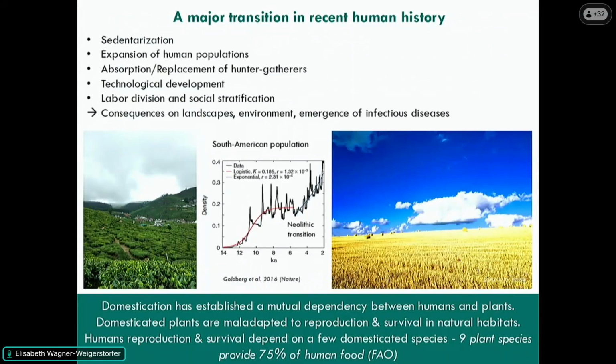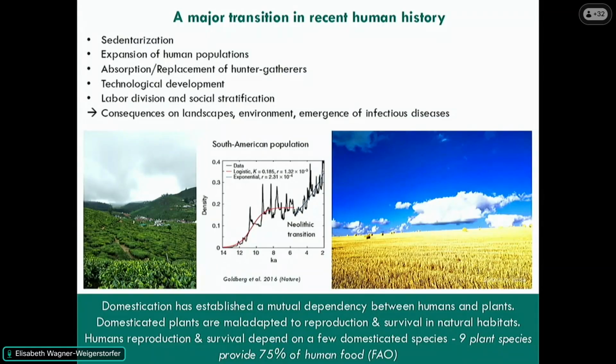So this is a graph of the density of the human population in South America. You see that, and here you have the years on the x-axis. You see that it's increased, it's reaching a plateau. And during the Neolithic transition that included this start of agriculture, you have a drastic shift in the slope here. And that corresponds to this human expansion that led to the absorption and/or the replacement of hunter-gatherers.